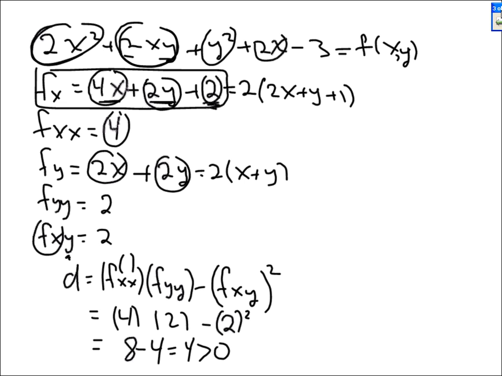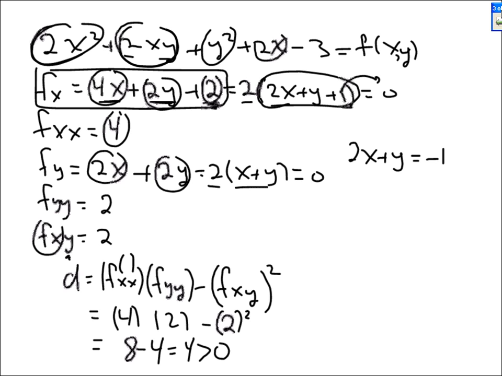Okay, it's positive, now we need to find, so now we know we have a max or a min, we just don't know which one, nor do we know the point. We need to set the partials equal to 0. If 2 times this is 0, then this must be 0. It surely isn't the 2 that equals 0. So 2x plus y plus 1 is 0. But the plus 1 I'm going to bring to the other side. If 2 times this is 0, then this is 0. x plus y is 0.